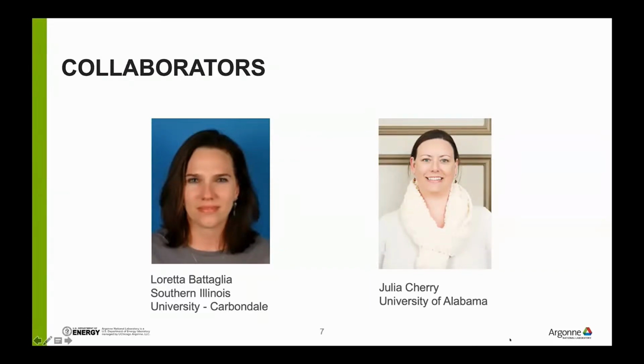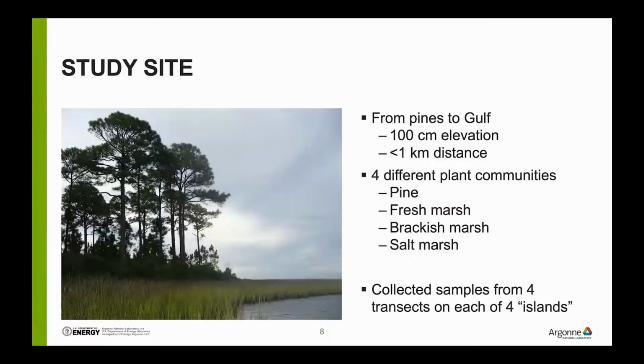And so this is a study that we conducted down at Grand Bay National Estuary and Research Reserve, which is on the Gulf Coast in the state of Mississippi. So here's a picture of the site, and you can see this transition from the Gulf on one side to pine trees, which are not particularly fond of flooding or salt, within just the scope of this picture, right?